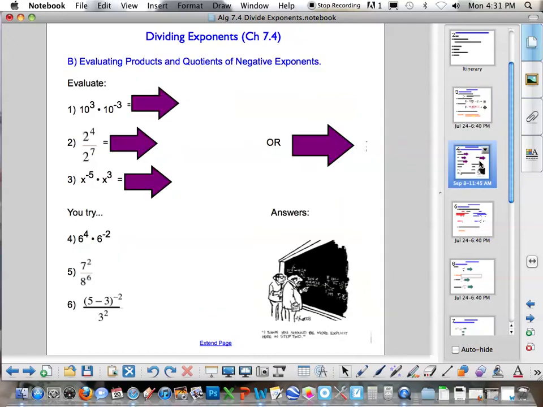All right, next, hopefully you have that copied. Now we're going to do some example problems. We're going to do 3 together that I will walk you through, numbers 1, 2, and 3. And you're going to do 4, 5, and 6 on your own and check them with the answers that will happen here.